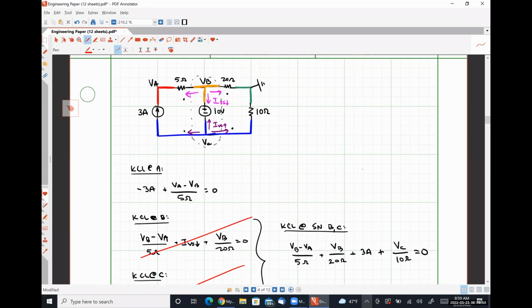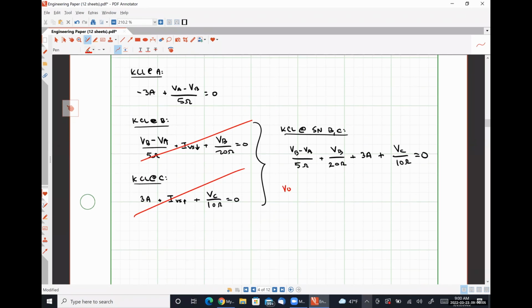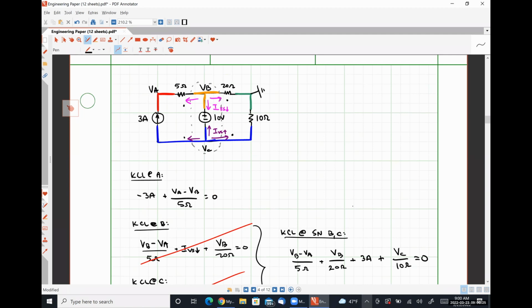The voltage source tells us that there is a 10-volt difference between node B and node C. That's our last equation. It's a voltage relationship equation, where 10 volts is equal to the nodal voltage at the positive polarity terminal minus the nodal voltage at the negative polarity terminal of our voltage source.